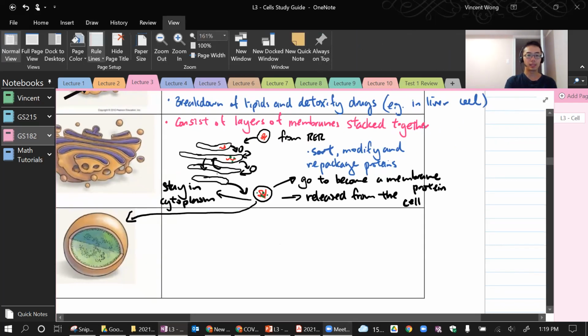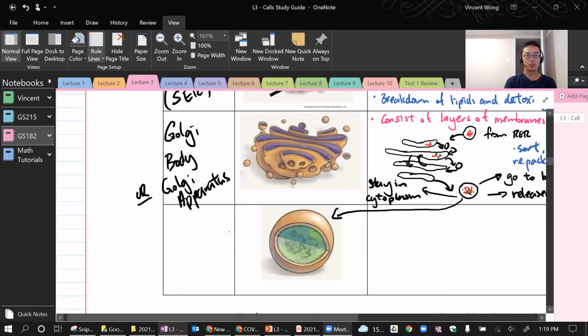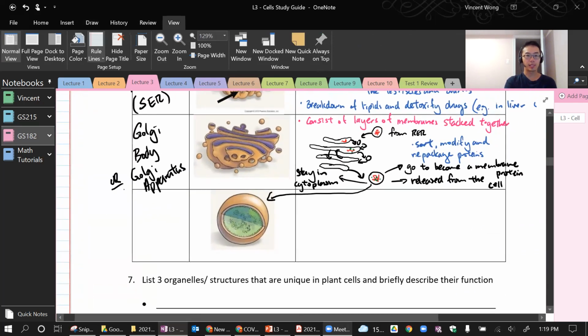And that next one is the... jumping all over the place. Next one is the lysosome.